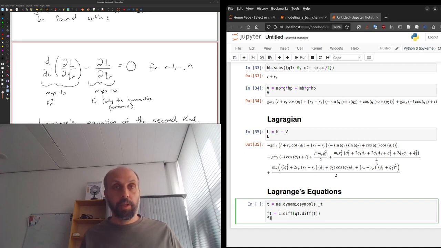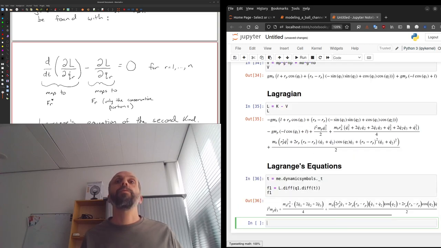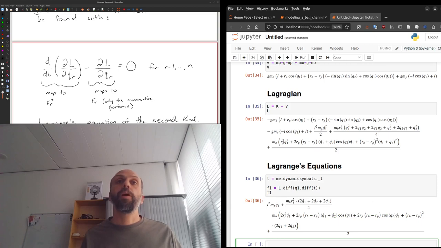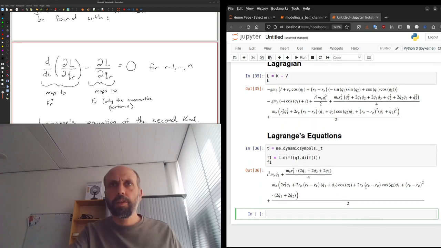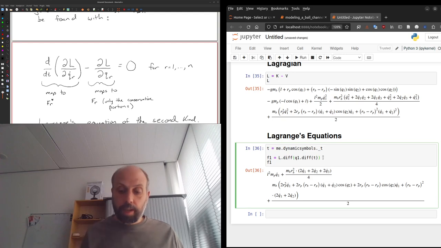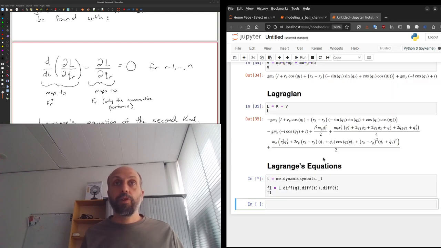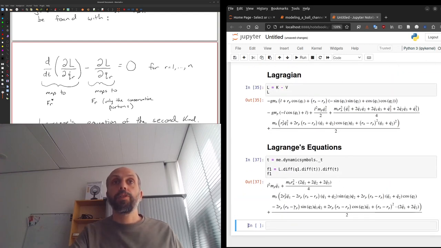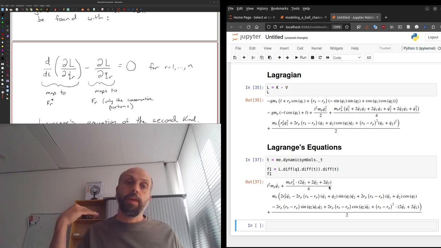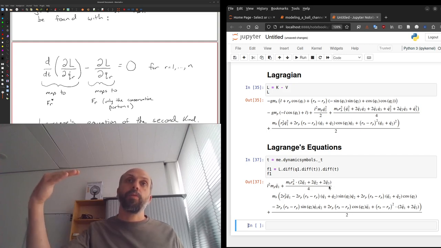Let's just look at what that looks like. We can look at it in steps. There we go. All right. Non-trivial, necessarily. And then you have to take the time derivative of that, so we do diff with respect to t. That gives us the first term in Lagrange's equation of the second kind. And you see now we have q1 double dot, q2 double dot, q3 double dot. We've gone from velocities up to accelerations.